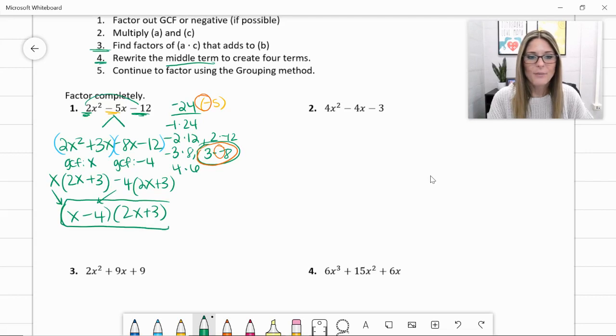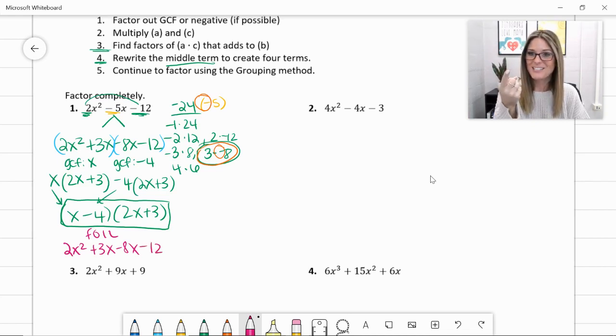Now, don't forget that we can also check our answers. We can FOIL this back out. First, outer, inner, last is going to give me 2x squared would be my first terms. My outer terms is going to give me 3 times x, or 3x. Inner, negative 4 times 2x is negative 8x. Oh my gosh, look at this. And then last terms, negative 4 times the 3 is negative 12. I'm getting back the 4 terms that I just had.